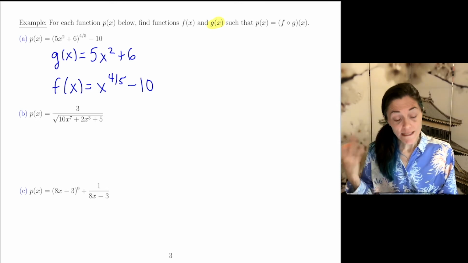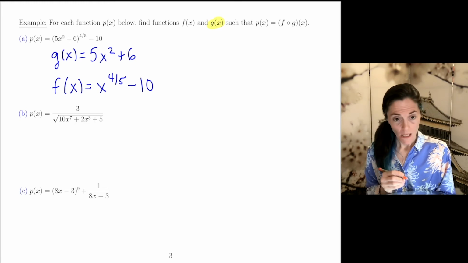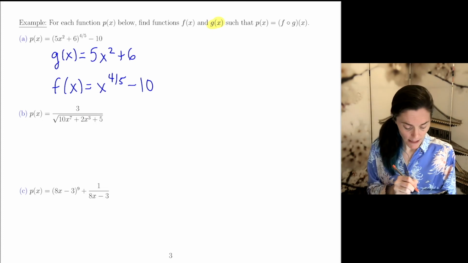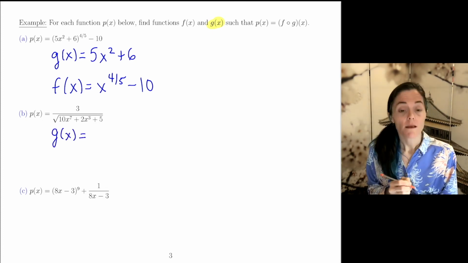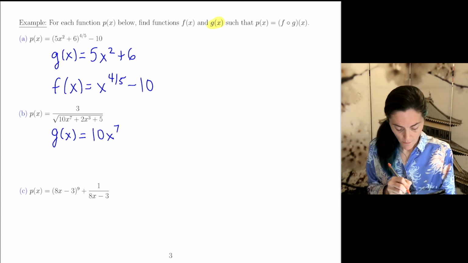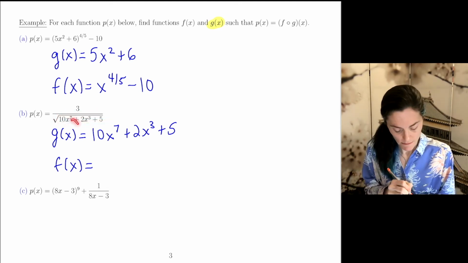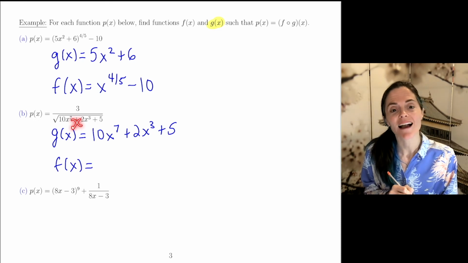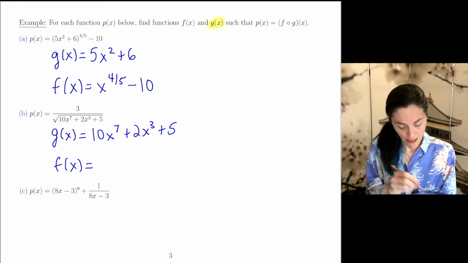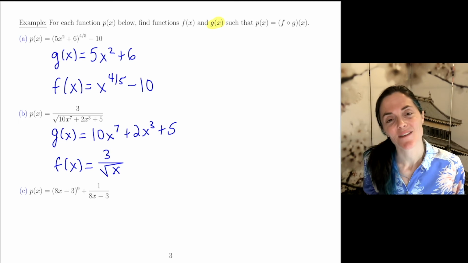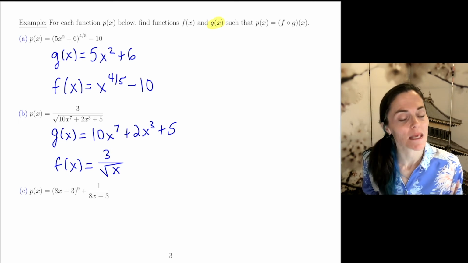Next one. Once again, I look for an inside function. I see a radical, okay? So I'm going to take what's underneath the radical as my inside function. My g of x is 10x to the 7th power plus 2x cubed plus 5. Now, if you're looking for your outside function, in your mind, replace this polynomial with an x and read off what you have. Well, you can kind of see it. It's 3 divided by square root of x. And once again, you can check. If you take f compose g, you in fact get this p.